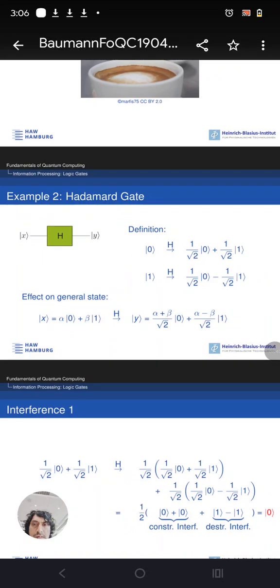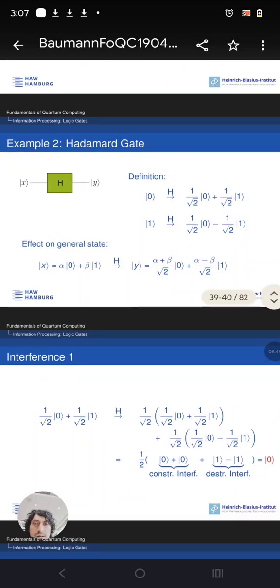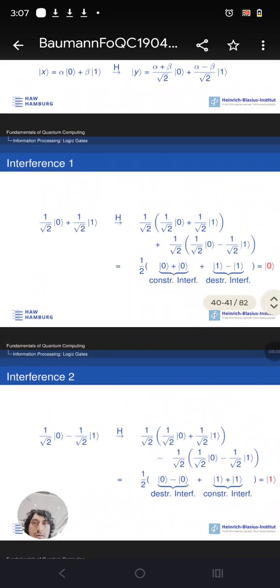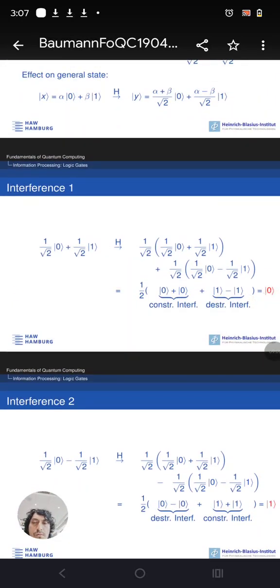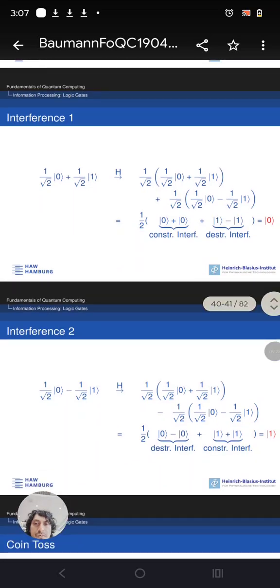So, effect on general state. When we have x equals alpha 0 plus beta 1, it turns into alpha plus beta over root 2 0 plus alpha minus beta over root 2 1. When we have something like 1 over root 2 0 plus 1 over root 2 1, this is a uniform superposition. In that case, 0 plus 0 gives constructive interference, and 1 gets eliminated because of destructive interference, and eventually you get a 0. Interesting.